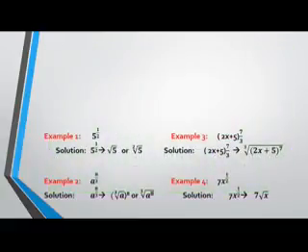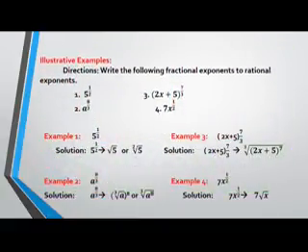So let's have some illustrative examples. Write the following fractional exponents as radical expressions. First example, 5 to the power of 1/2 is just equal to the square root of 5, where our index is 2 and our base is 5. Second example, a raised to the power of 8 over 3 is just equal to the cube root of a raised to the power of 8, where our index is 3, or we can say cube, and our base exponent is 8.